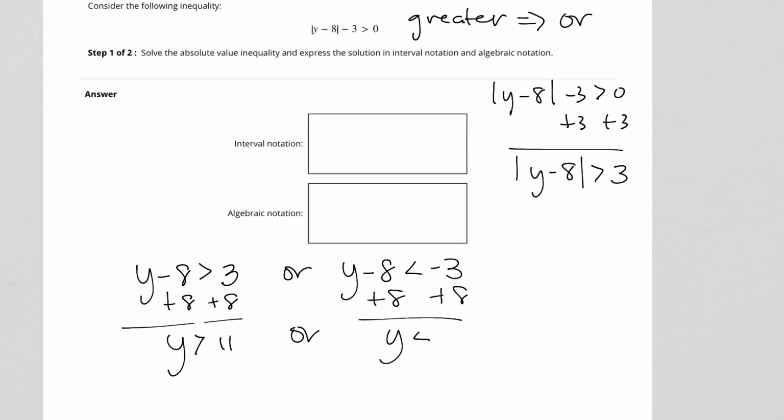Y is less than 5. So in algebraic notation, we have y is less than 5 or y is greater than 11. In interval notation, this is going to be a union, and we're going to go from negative infinity to 5, and then we're going to go from 11 to infinity.